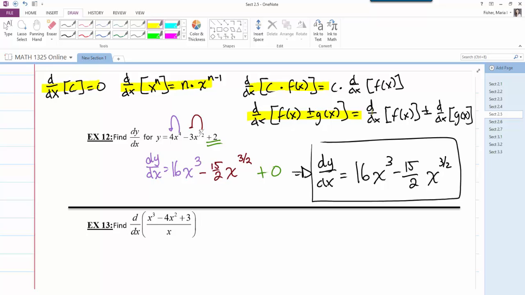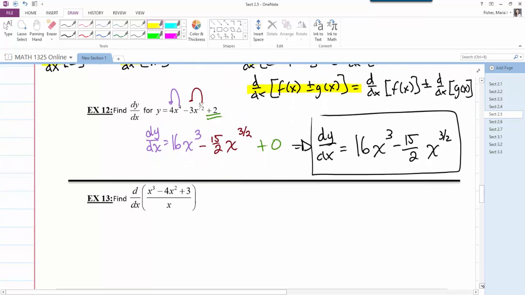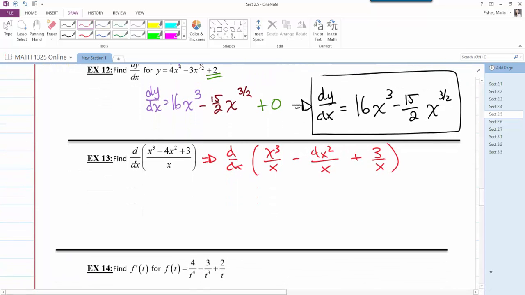Well, in math, we are allowed to put every single term over the denominator. So we're going to rewrite this as x cubed over x minus 4x squared over x plus 3 over x. And now we're going to clean this up because we need to get it into one of those formats that I had highlighted above. Well, what is x cubed over x? Well, x cubed over x is x squared.